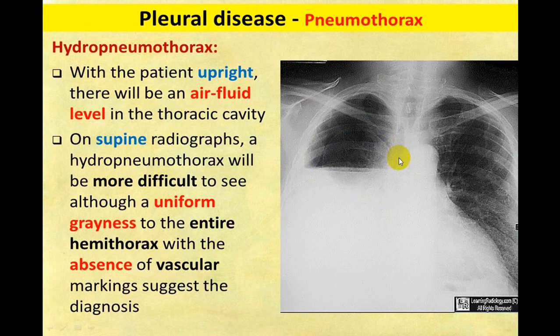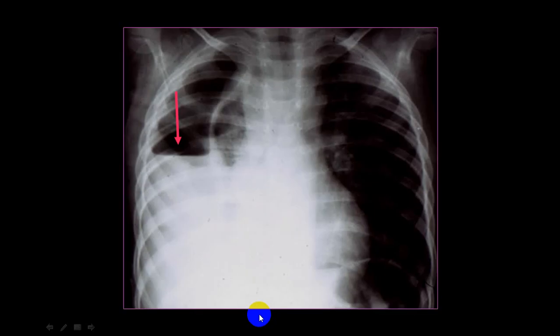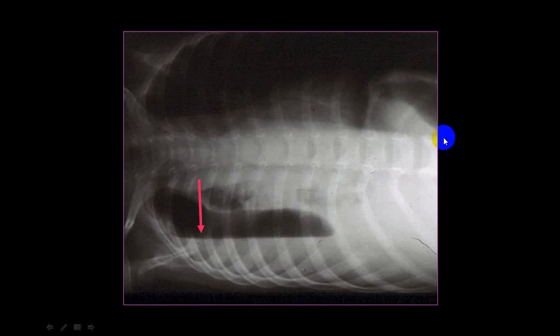Collapsed border of the right lung. So clearly you can make out that this is hydropneumothorax. You can see this is the border of the lung, and this is air, this is collapsed lung, and this is fluid. I can't make out the costophrenic angle, cardiophrenic angle, right border of the heart, or diaphragm. So this is hydropneumothorax.